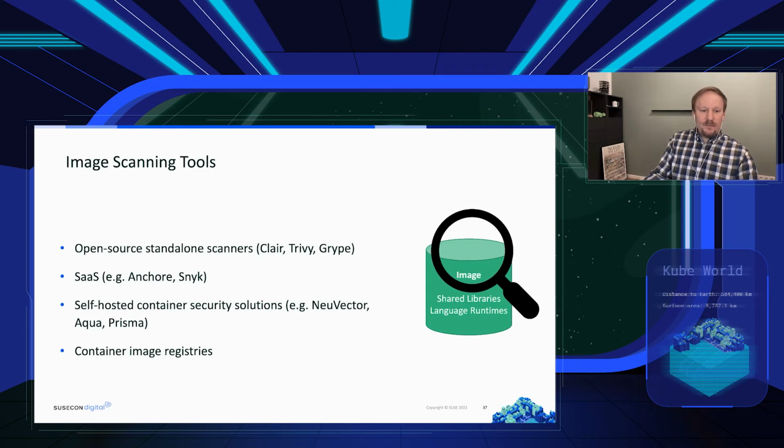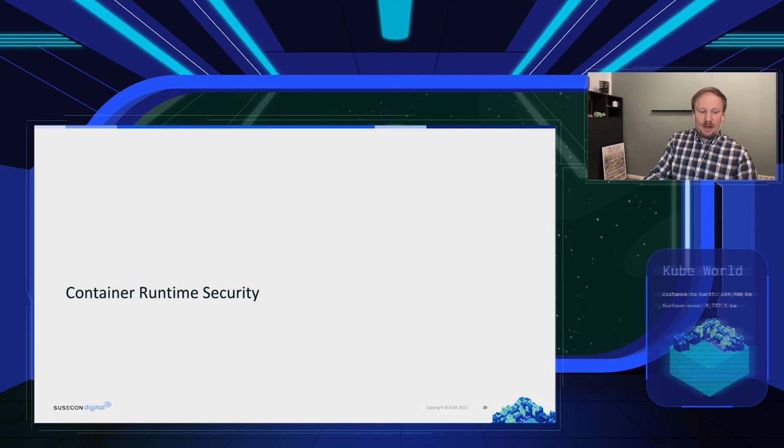So what tools are available for image scanning? We have open source standalone scanners like Clair, Trivy, Grype. These are tools that can be used as command line scanners, which can be easily integrated in a CI system. And some of them also work as servers, so they can be integrated in different ways. We have obviously SaaS offerings, like the ones mentioned here. And we have the container security solutions that all typically have some kind of image scanning built in. And finally, we have the image registries themselves. Most of the image registries, open source like Harbor or even enterprise products, they all include some kind of image scanning.